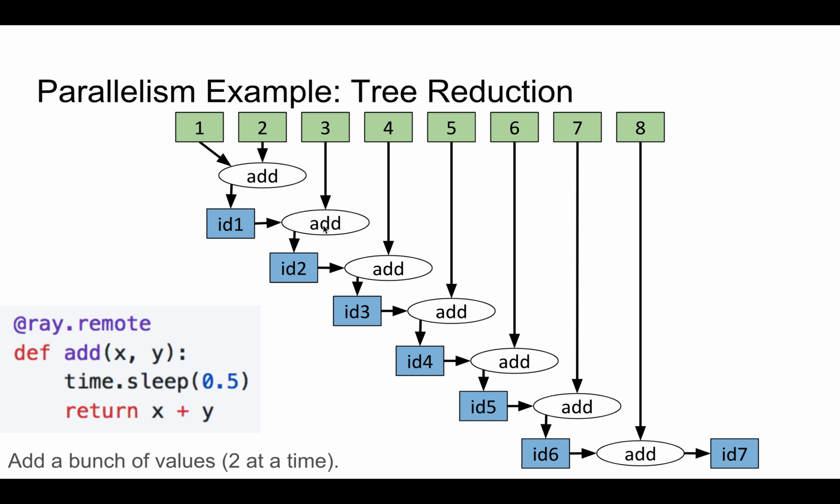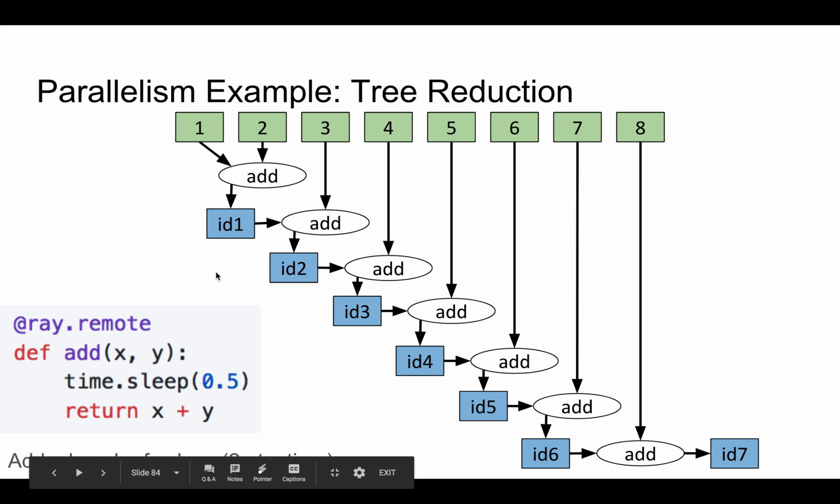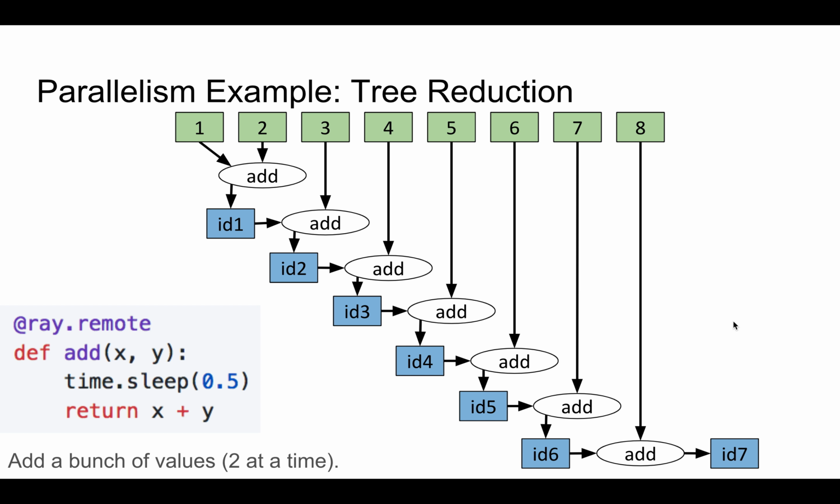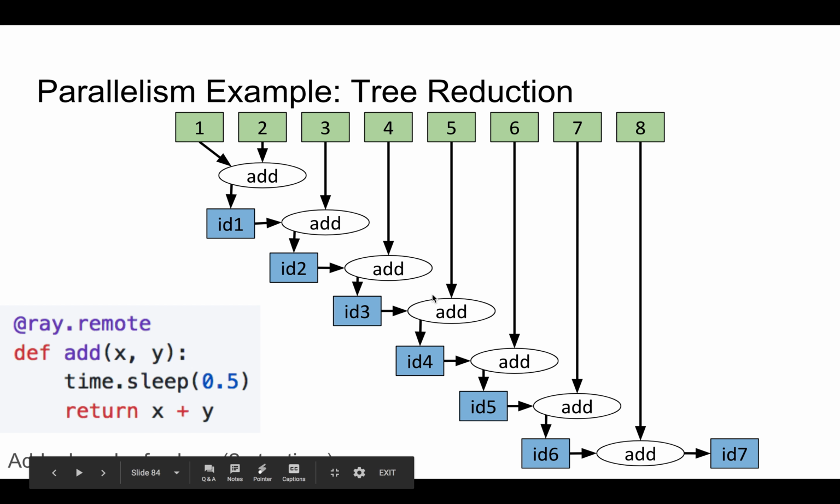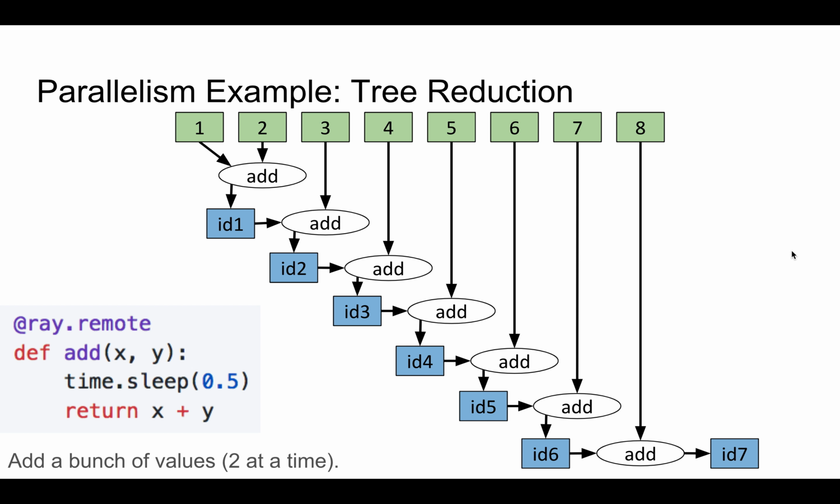So we can't run this second add task until the first one executes, and that's true for all of them. Since each one takes half a second, and there are 7 of them, this whole thing is going to take at least 3.5 seconds. So this is an example with no parallelism, right? We're still executing it in the distributed setting. These things might be running on different machines or different cores, but it's not going any faster because we're not exploiting any parallelism. So what's a more clever way to do it?